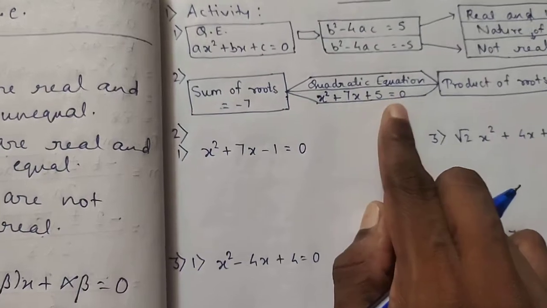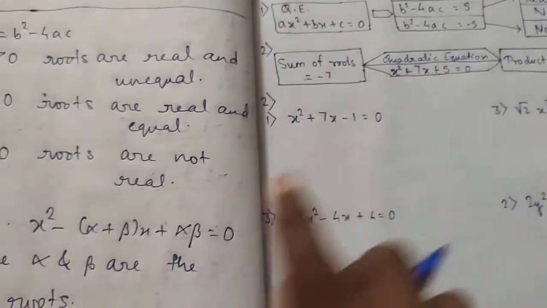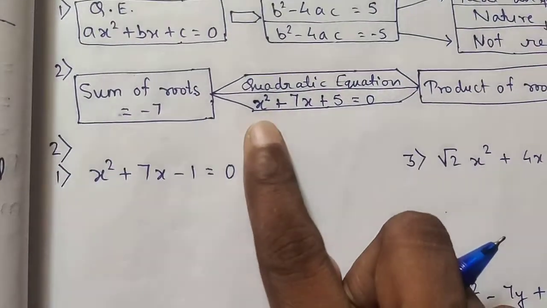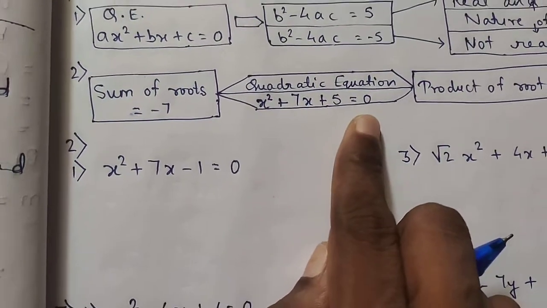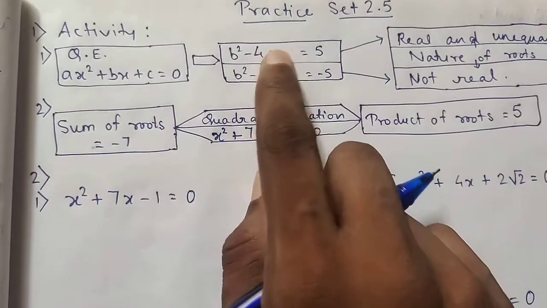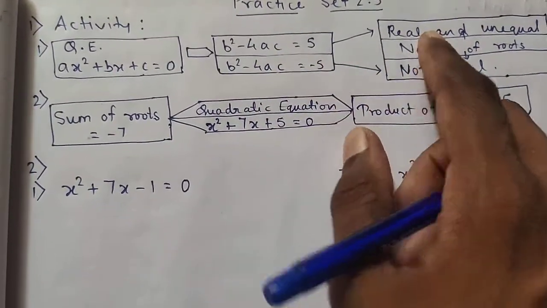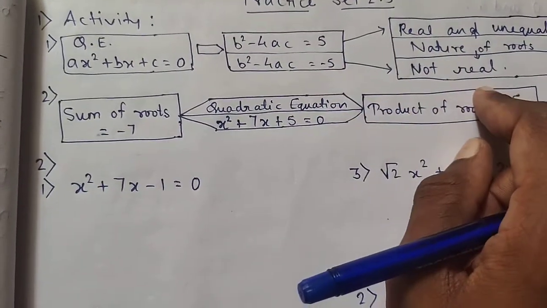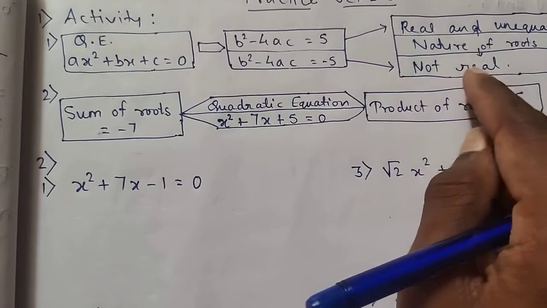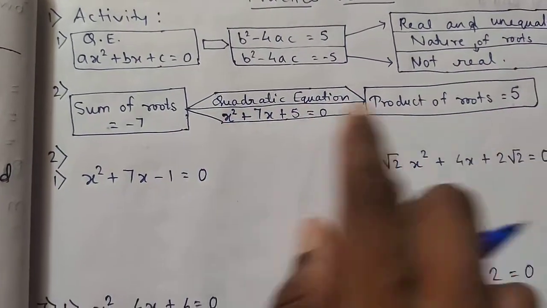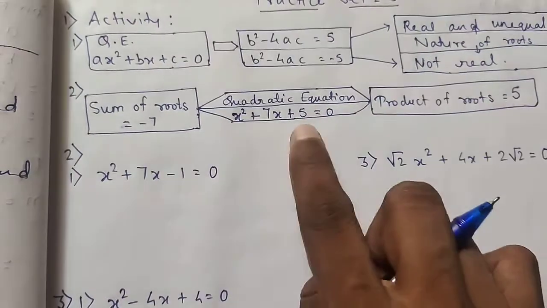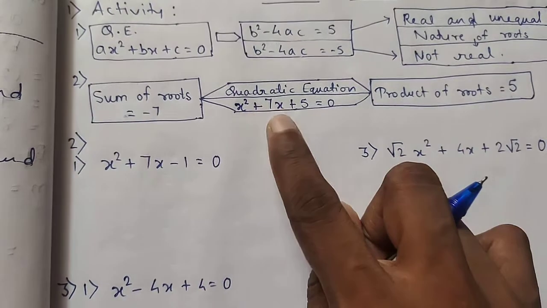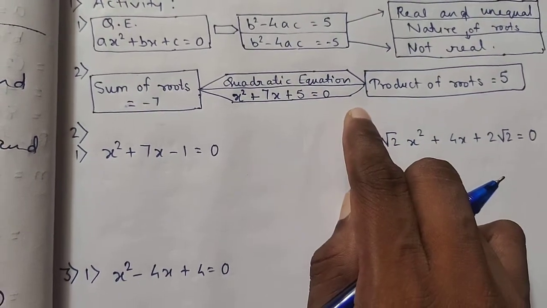So this is your quadratic equation. If you want, you can write your formula, then put the values, and then you are going to get this one. That is x square plus 7x plus 5 equals to 0. So this is very simple. If you know the formula, then you can easily say that, because this is for 5, that means real and unequal. This is negative, so you are easily able to say that roots are not real. And in this case you have to just use the formula, and then by putting the values you can easily get your quadratic equation, that is x square plus 7x plus 5 equals to 0.